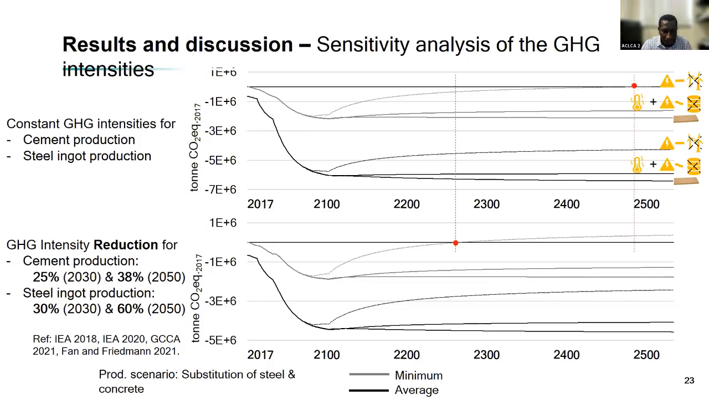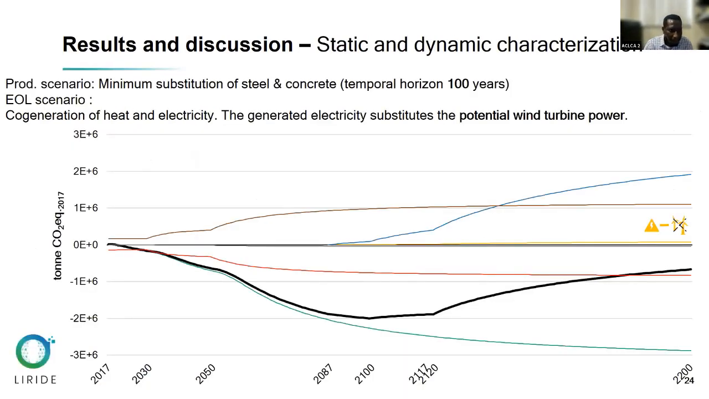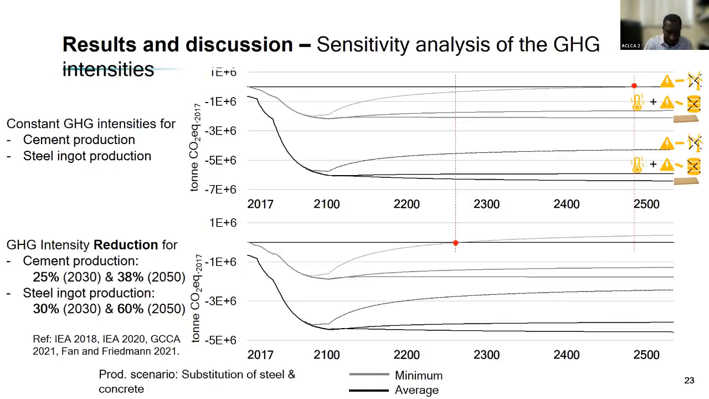And in the next slide, expected for the minimum substitution scenario with cogeneration replacing only electricity, it shows just an earlier impact on the climate change than the same scenario with constant greenhouse gas intensity. So for the other five scenarios, the avoided impact was lower with decreasing GHG intensity than with constant intensity, but the conclusion did not change.